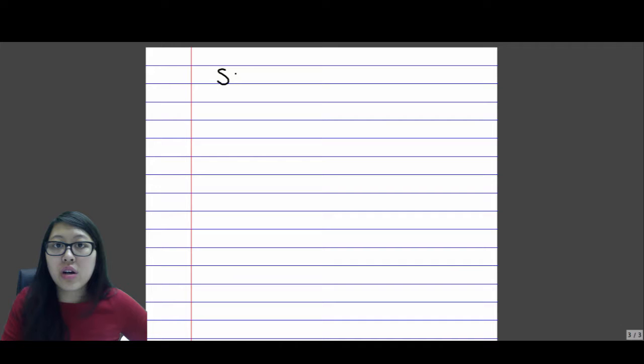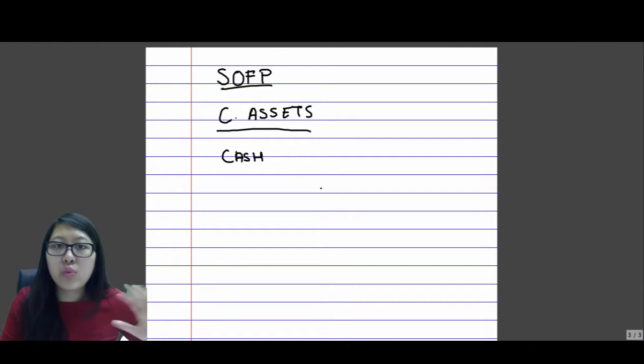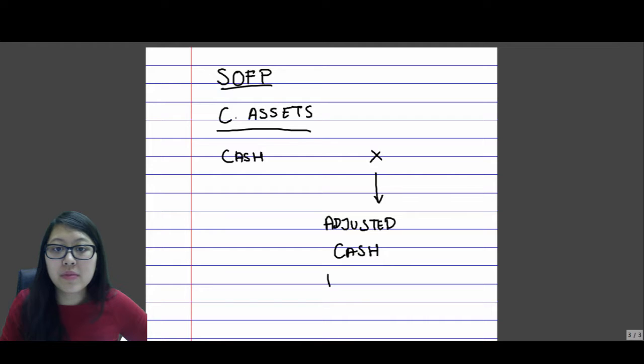So if you recall our statement of financial position, under current assets, we have a cash balance. Okay? Now, which balance should we take? Should we take our cash book balance, our bank statement, or which to show as our cash figure in our statement of financial position? The answer is you should take your adjusted cash book balance.